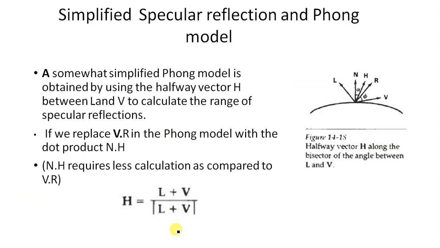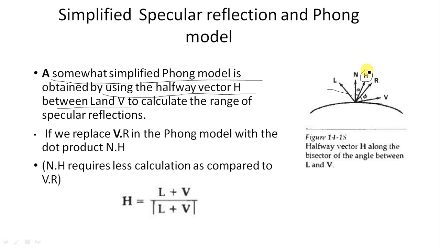Now we can simplify specular reflection and the Phong model by using a middle halfway vector h. A somewhat simplified Phong model is obtained by using the halfway vector h between L and V. This is our vector in the light direction and this is our viewing direction vector. We can generate a halfway vector h.